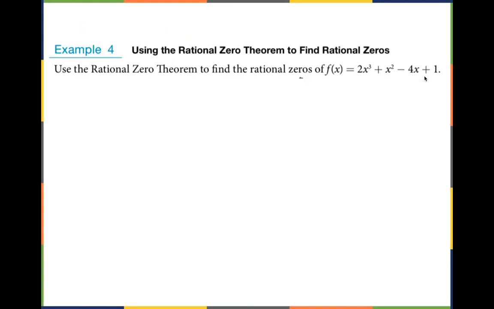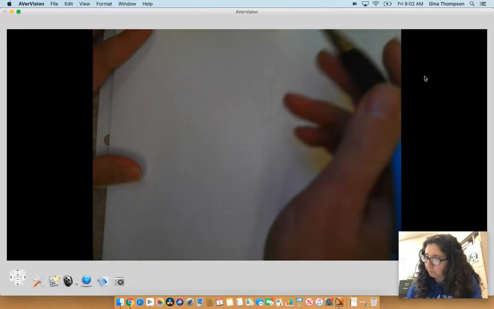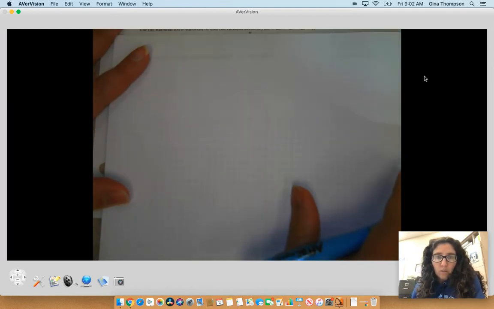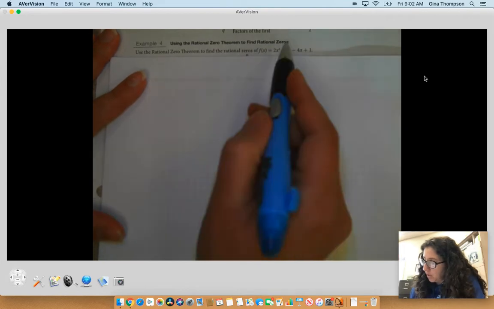All right, so let's do this on my paper. So let's move over here. There we are. Let's see, so you can see it. Use the rational zero theorem to find all the zeros of this function.